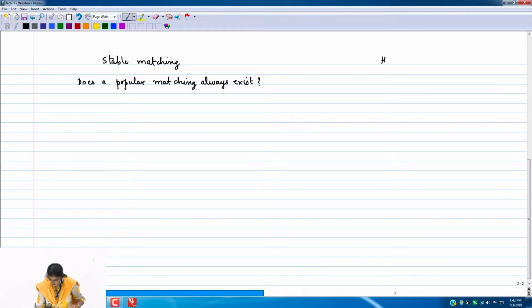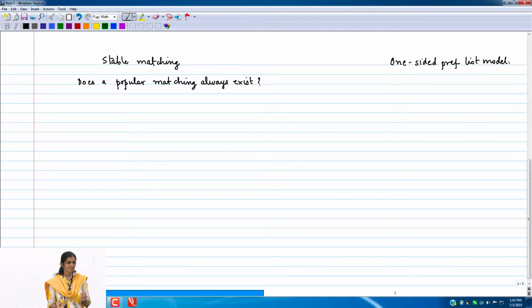We would like to also ask the question in the house allocation, or I'll call that a one-sided preference list model, which I have just defined. The same question, does a popular matching always exist? The first side is about the two-sided preference list model, the stable matching model. So I just said that let everybody think about it.